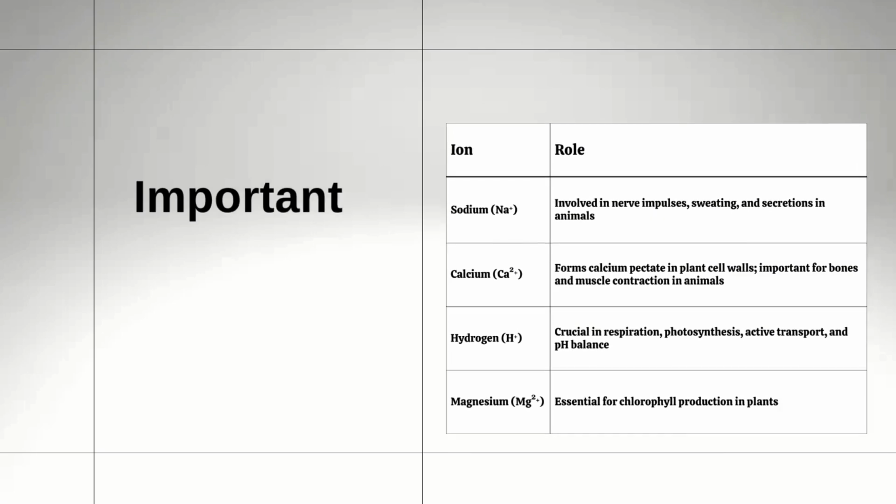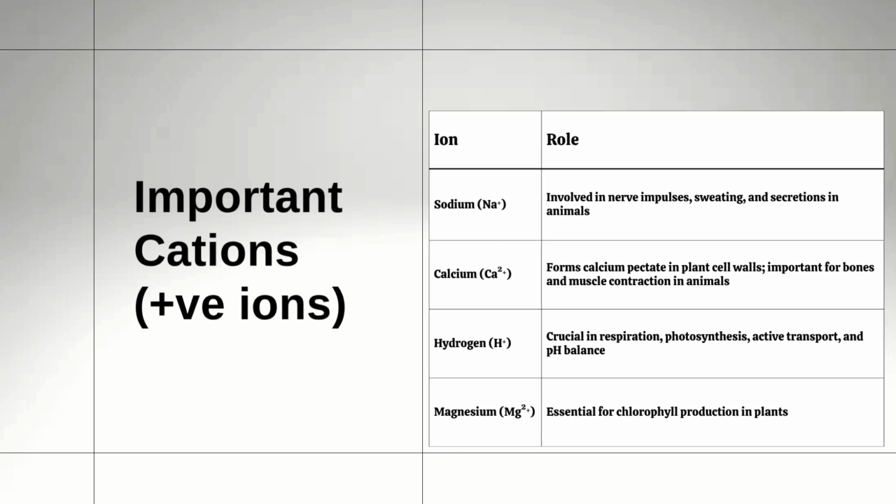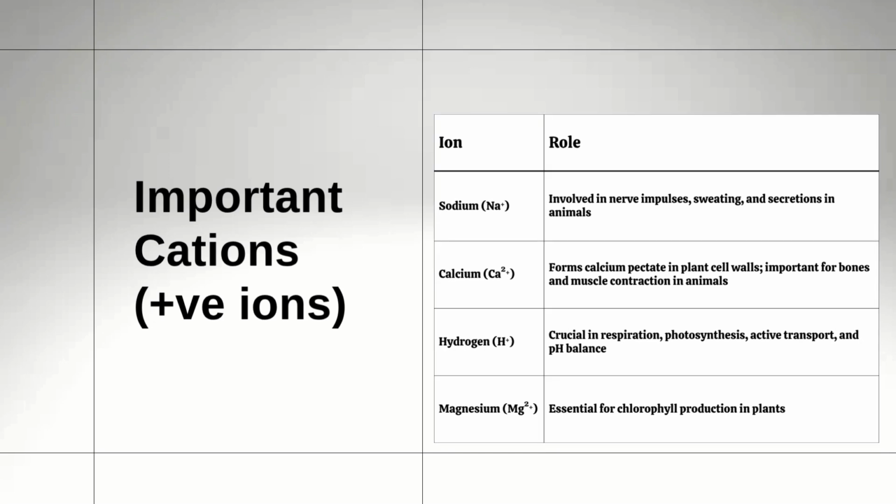Now, let's move on to cations, which are positively charged ions. Some of the most important cations in biology include sodium ions and potassium ions. These are vital for nerve impulse transmission and muscle contraction. The sodium-potassium pump actively moves sodium ions out of and potassium ions into cells, creating the electrical gradient necessary for nerve signals. Calcium ions. These are involved in muscle contraction, blood clotting, and they help trigger neurotransmitter release at synapses.